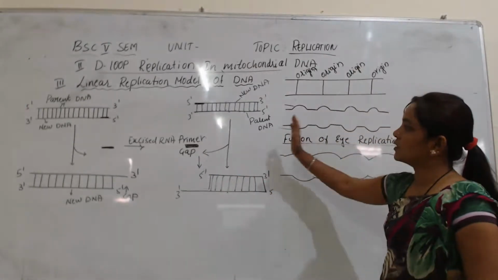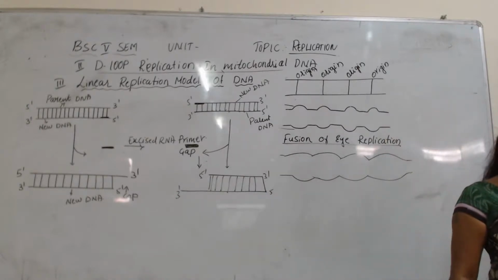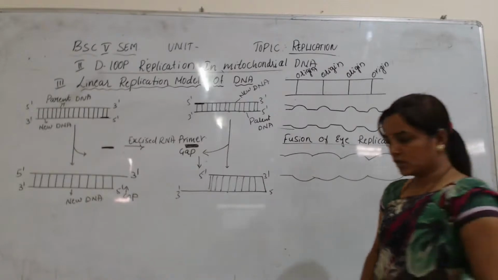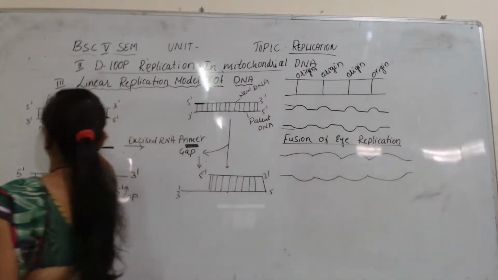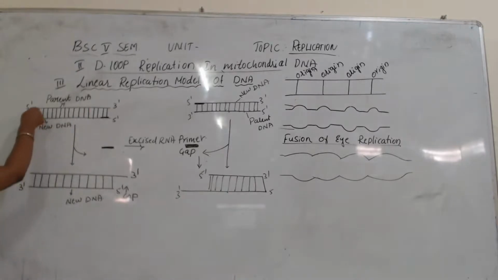So you can see here the template, the representation of the replication. Here are the origins of replication. Wherever the origin is, the replication is involved, and it forms many forks. Replication fork formation will take place.